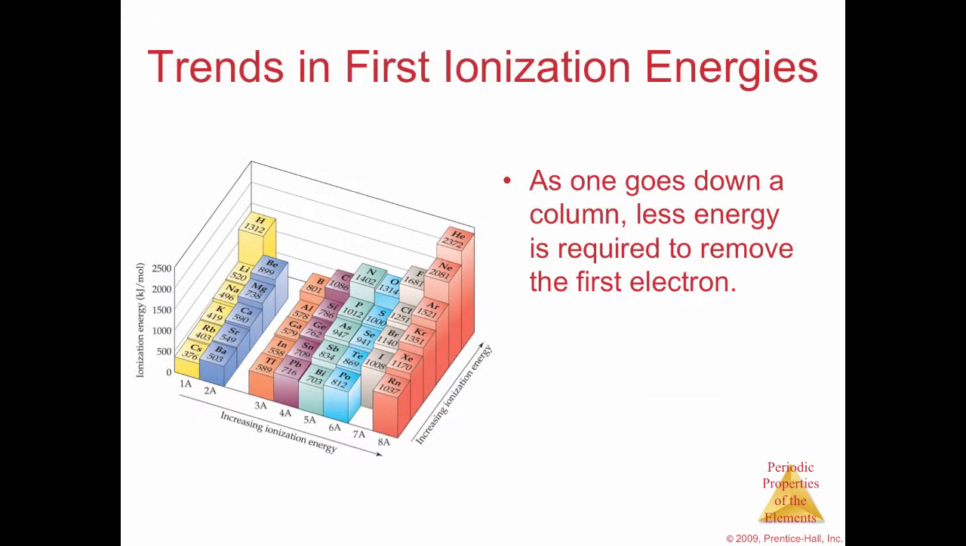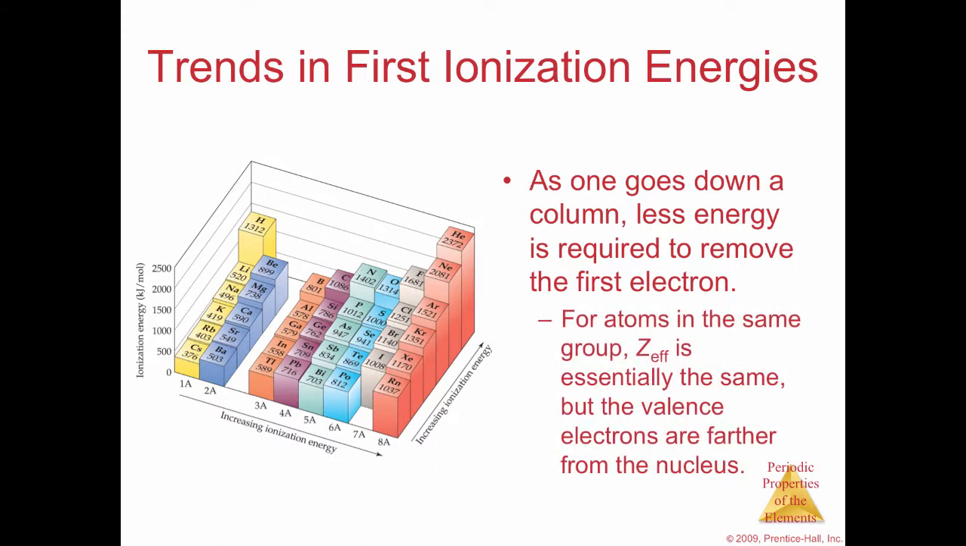As one goes down a column, less energy is required to remove the first electron. For atoms in the same group or column, the effective nuclear charge is essentially the same, but the valence electrons are farther from the nucleus, as N is increasing from 1 to 2 to 3, etc.